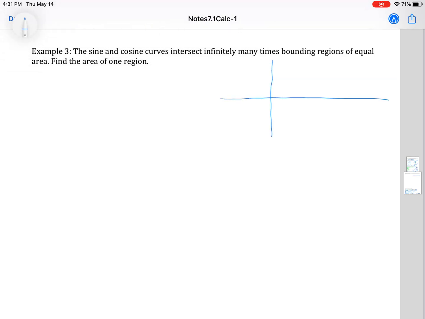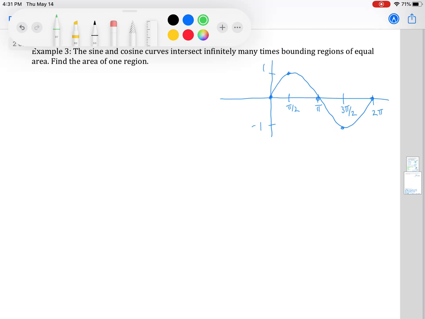So if we graph the sine and the cosine function, we know we have pi over 2, we have pi. If we use our unit circle, we have 3 pi over 2 and we have 2 pi. So the sine function starts at 0. Amplitude is 1 and -1. Pi over 2 is 1, pi is 0, 3 pi over 2, and 2 pi. So here is our sine function.